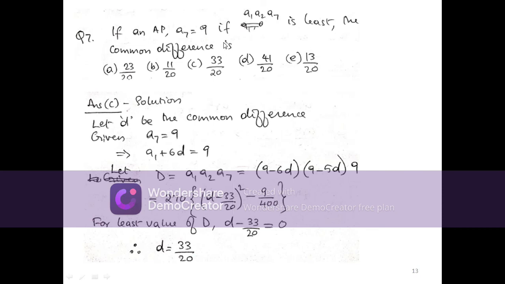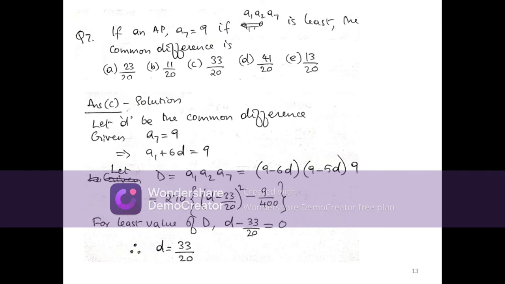So you are given a7 equal to 9. Let a1, a2, a3, and so on up to an be the arithmetic progression sequence. So a7 equal to 9 means that will be a1 plus 6d. So a1 is the first term, d is the common difference. So a1 plus 6d equal to 9. And let the product of a1 into a2 into a7 be the quantity that has the least value.